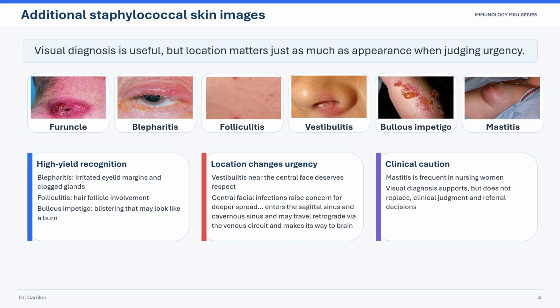This deserves some respect because the infection in that region raises concern about spread through venous channels and toward deeper structures in the brain. So that's why central facial infections, especially around the nose, should not be brushed off. This slide is also a reminder that visual diagnosis is useful, but location matters just as much as appearance when judging urgency. Take a look at that blepharitis on the screen.